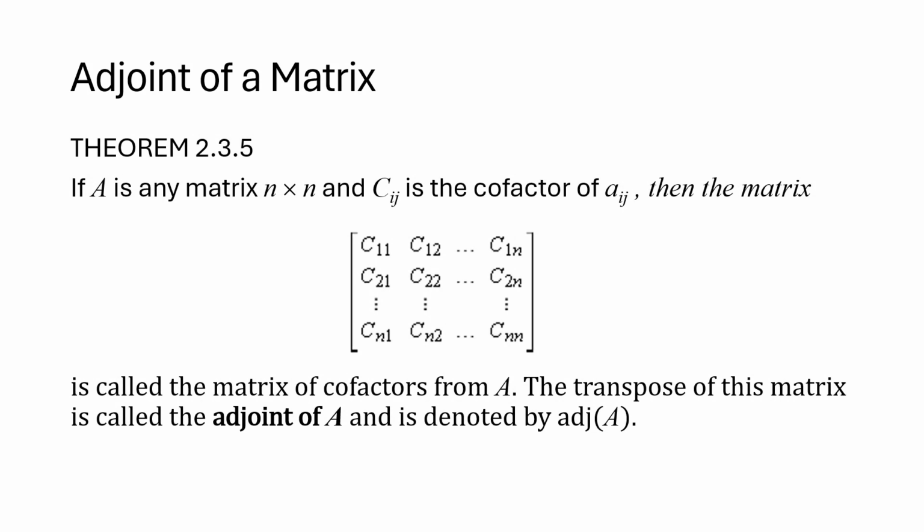So let's have the definition. If A is any n by n matrix and C_ij is the cofactor of A_ij, then the matrix C11, C12 up to C1n, C21, C22 to C2n, and up to Cn1, Cn2, and Cnn is called the matrix of cofactors from A. The transpose of this matrix is called the adjoint of A and denoted by adj(A). Okay, so that's what we call the adjoint matrix.